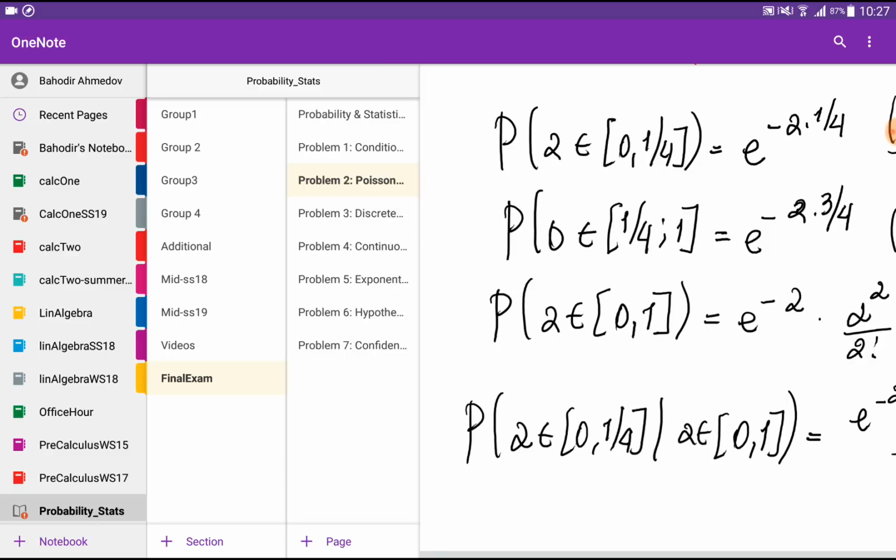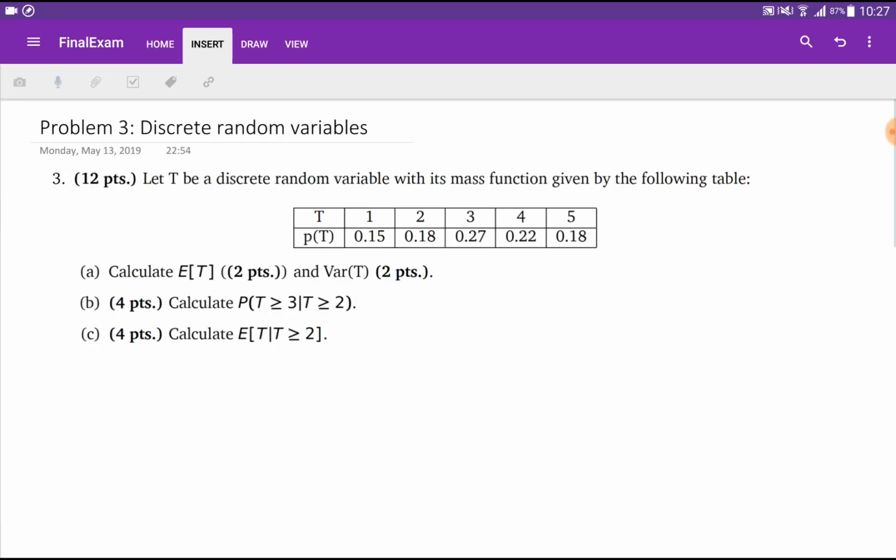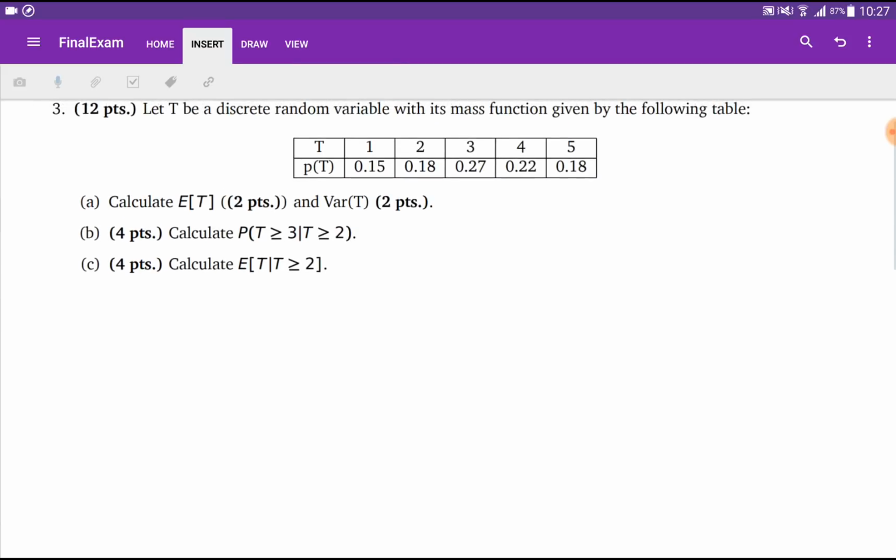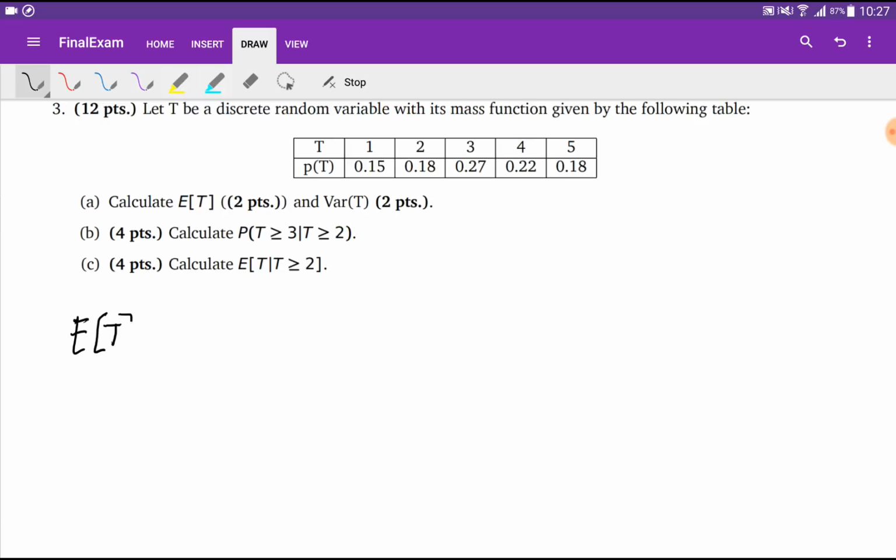So let's go to problem number 3. It's about the probability mass function of discrete random variables. In the first part, we just need to calculate the expected value of this random variable T. We calculate the expected value of a discrete random variable by summing up the outputs multiplied by their probabilities, right? So ti multiplied by p of ti.